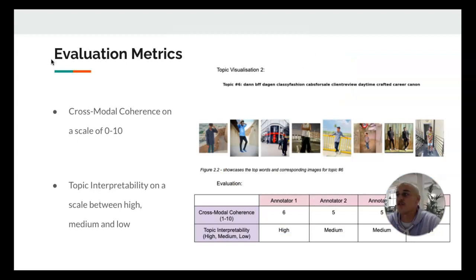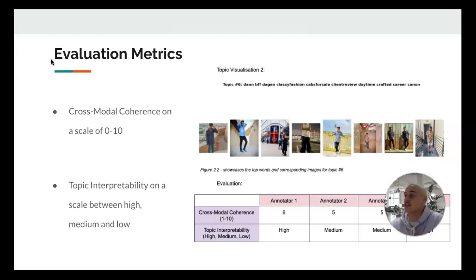Now we move on to the evaluation metrics. Due to the nature of the IGNMF topic modeling framework being multimodal, computational evaluation was considered to not be a viable evaluation source, and adapting these metrics is out of scope of the report. Hence, human evaluation based on cross-modal coherence and topic interpretability will be the main evaluation metric for this dataset.